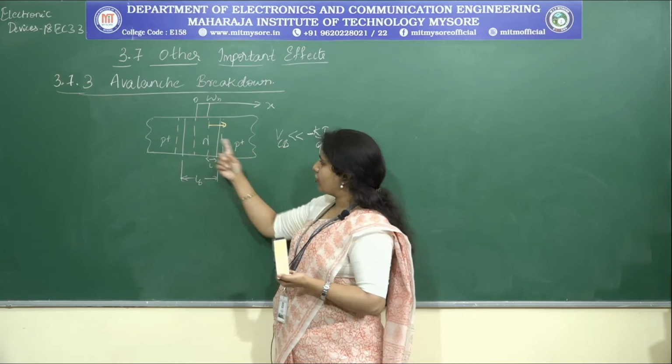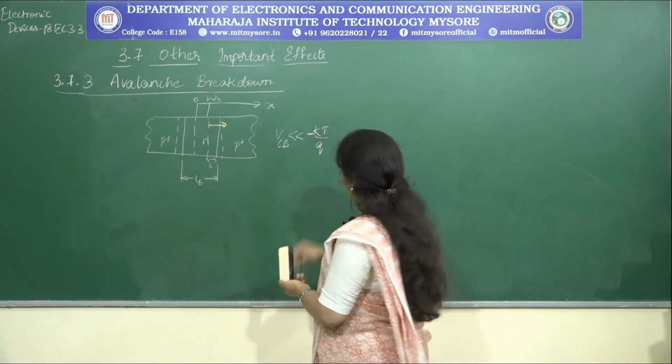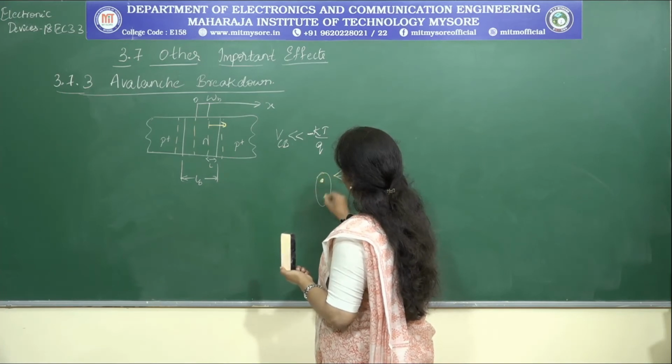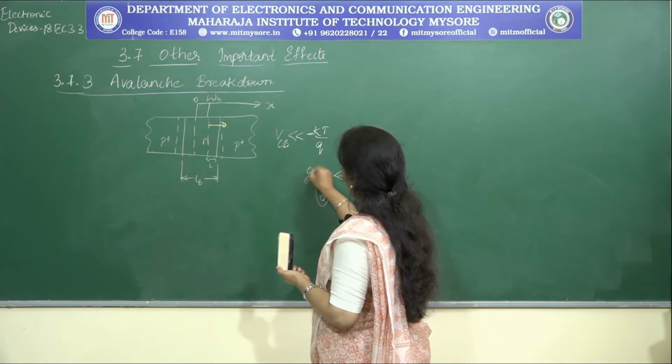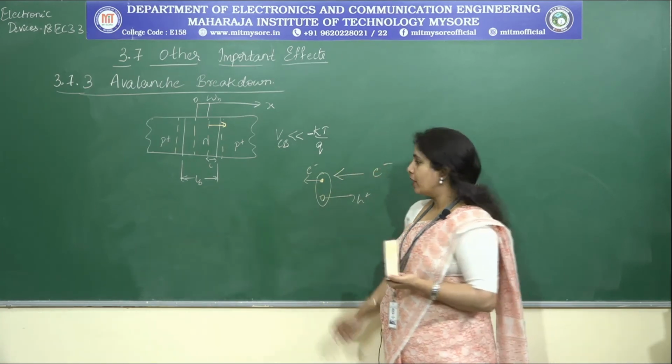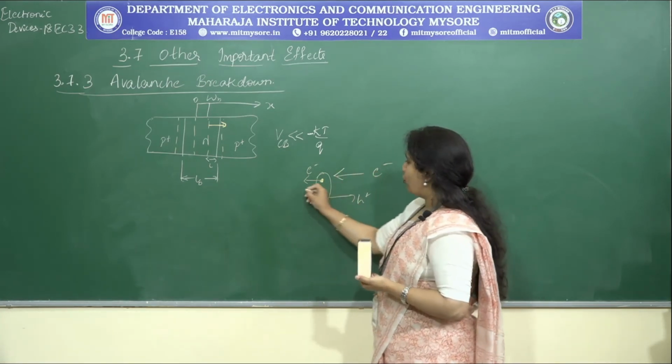So when the electron which is here comes and hits, if you remember, what is being generated? An electron and a hole pair is being generated. You remember these diagrams? Yeah. So what is it that I am trying to do?